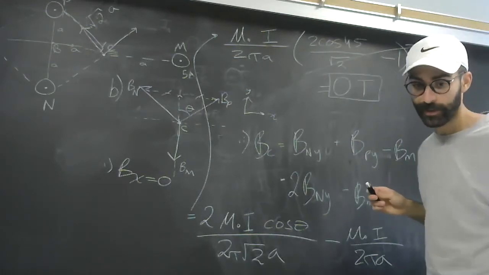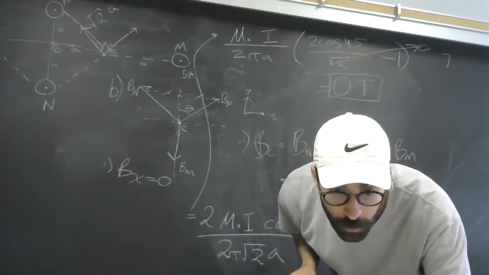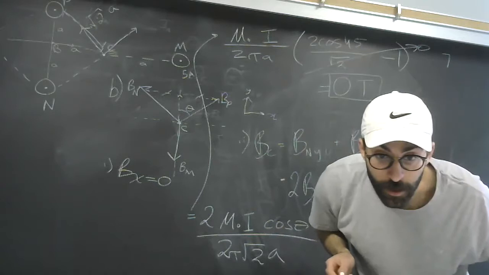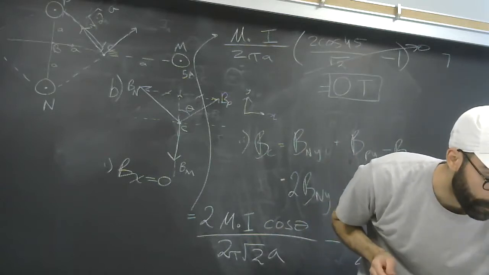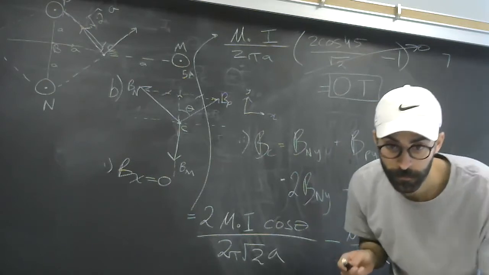That makes sense. Oh, looks like there's something in the chat here. What's the answer to 2a? Okay, the answer to 2a is 5 times 10 to the minus 6 T downwards.